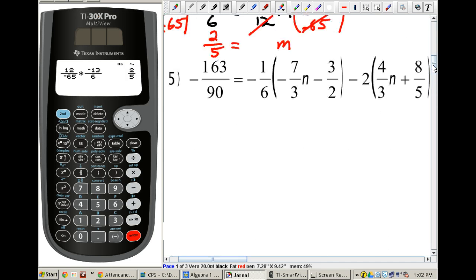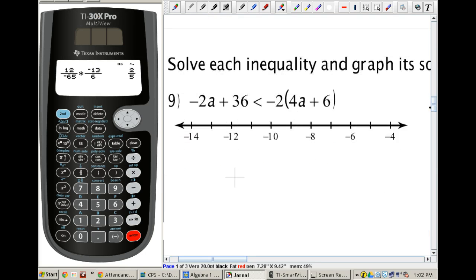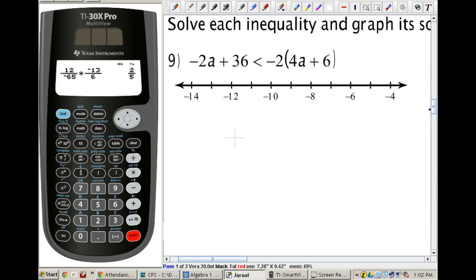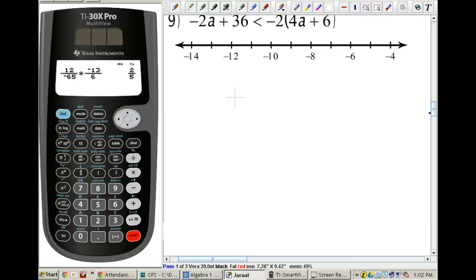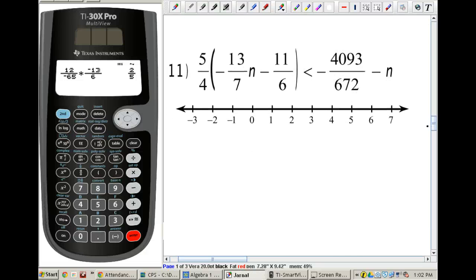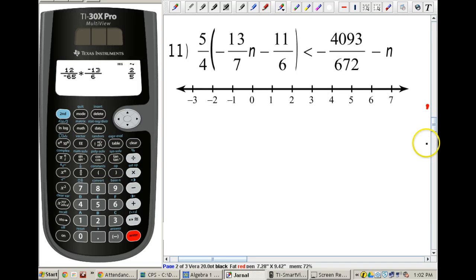All right. Anything else we want to go over? Let's see here. Got some inequalities on the back. Yeah, let's do some inequalities here. Skip over to 11 maybe? That's a good one. Here we go.